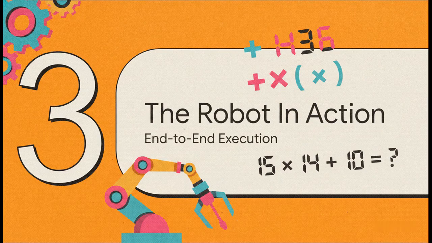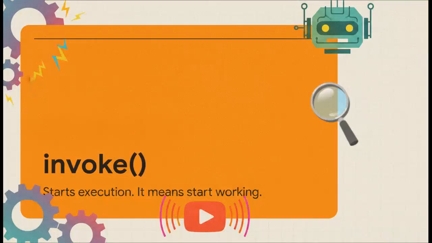Section 3. The robot in action. Let's look at end-to-end execution. To get things moving, we kick off the execution flow by using a command called agent.invoke. Simply put, this is our way of telling the system to wake up and start working on the conversation. You're basically pressing the Go button on your AI agent.